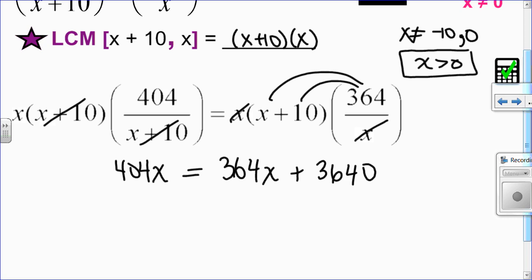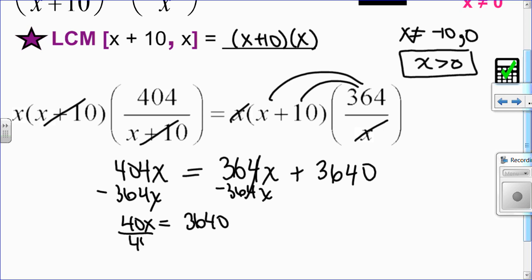So to solve my linear equation, I want variable on one side, number on the other. So I will subtract 364x from both sides. And then we have 404x, take away 364x, that's 40x, equals 3,640. And then I will divide both sides by 40. And I get that x is equal to 91.